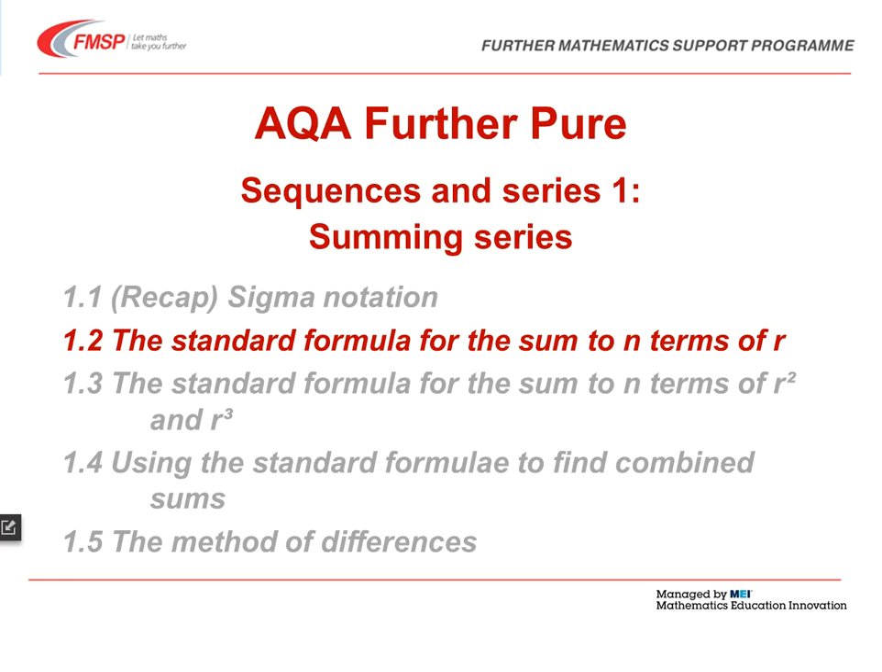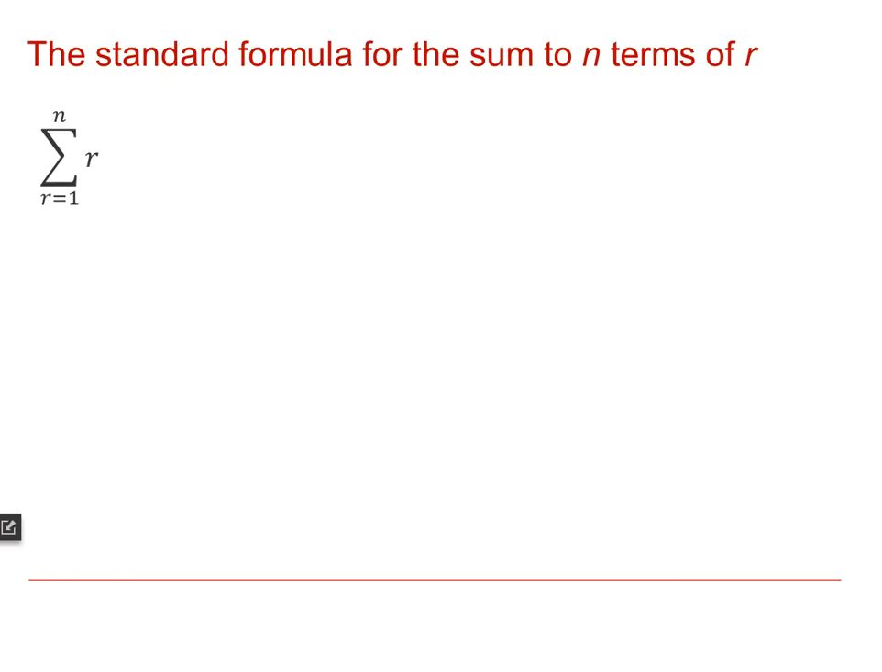This is a video for AQA Further Pure Mathematics, sequences and series section 1.2, and we're looking at the formula for the sum of the first n integers. Now that formula using sigma notation is written as the sum from r equals 1 to n of r.